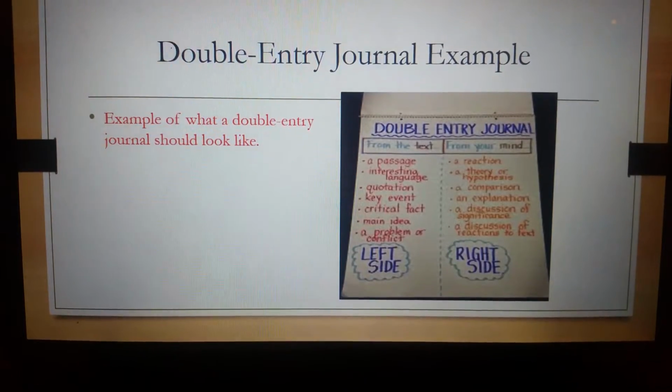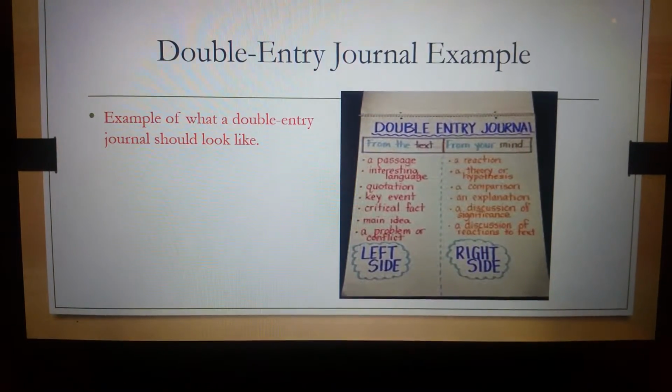Here is an example of a double entry journal. This is an example of what a double entry journal should look like. On the left side is information from the text, and on the right side is information from the student's mind.